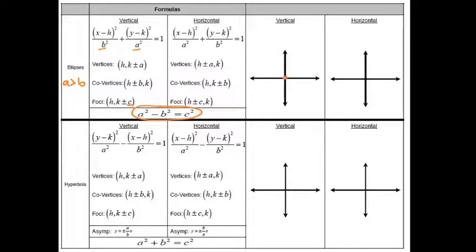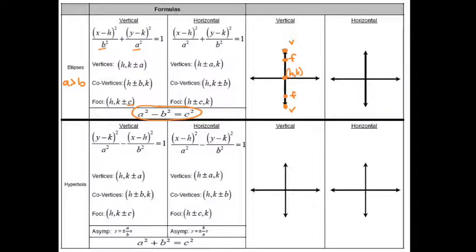Well, we have to start at the center. That's your HK. In this case, our HK is our origin. And because this is a vertical ellipse, we're going to go up to our vertex up there and then down to the vertex down here. That means our focus point is going to be right there and our other focus point is going to be right there. They all are on the major axis.